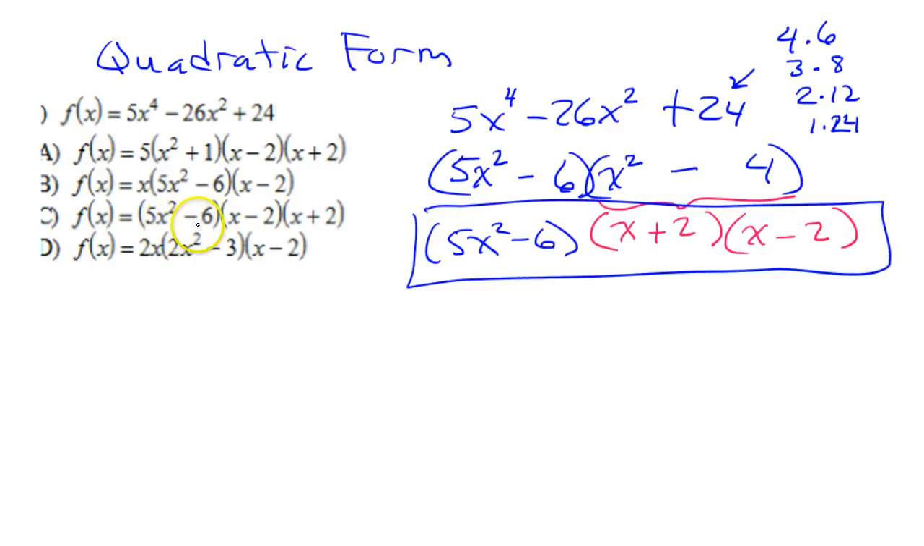Let's see, 5x squared minus 6, x minus 2, x plus 2. So the answer is C.